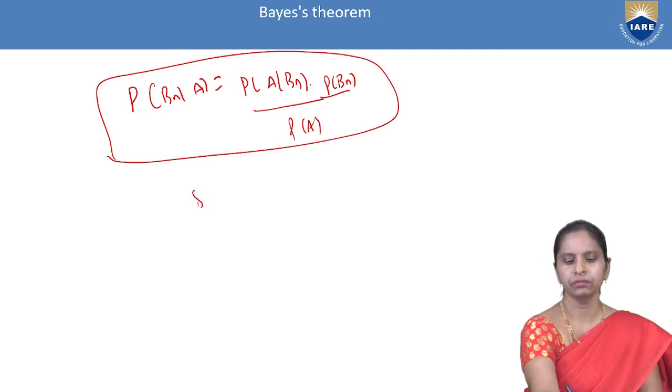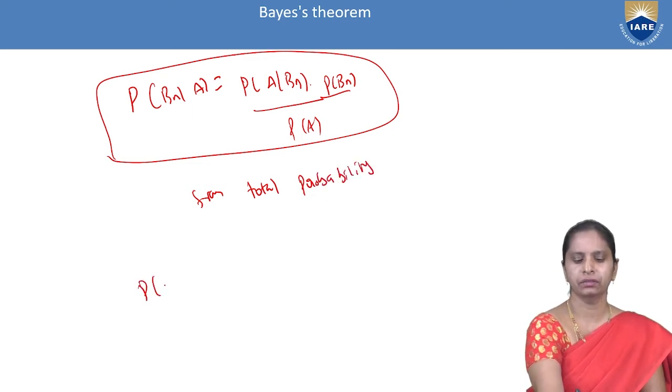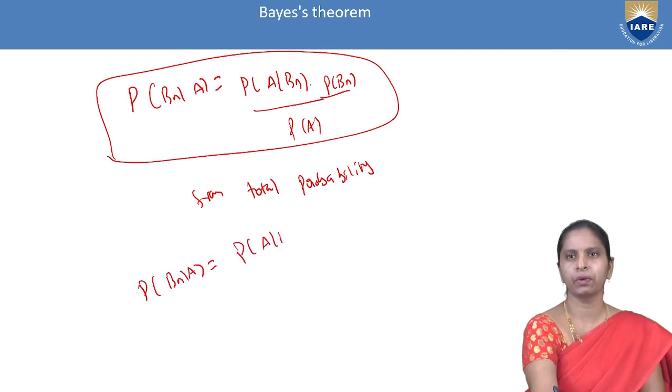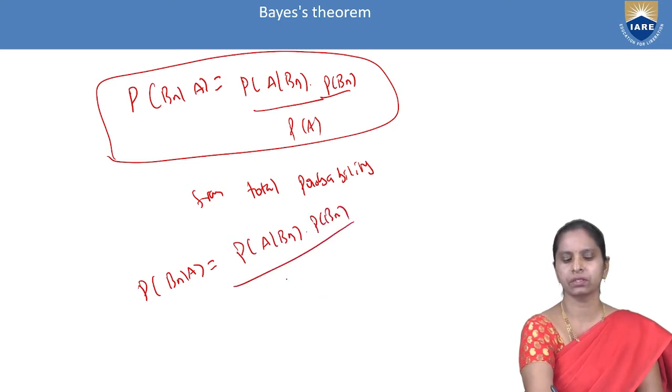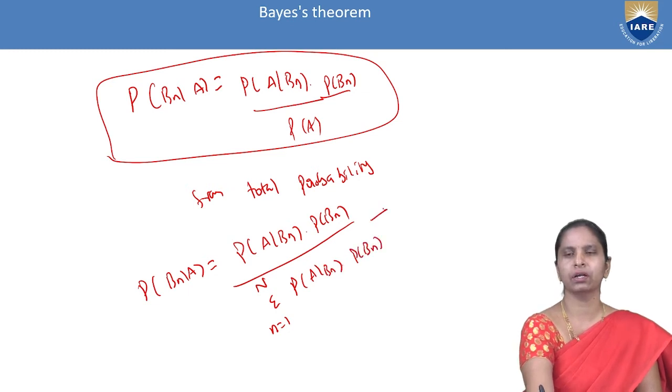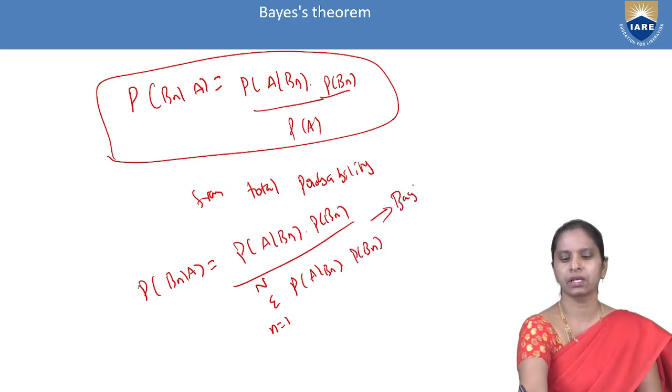From the total probability theorem, which we have already seen in the previous topic, you have to replace P of A. P of A is equal to the sum over n equals 1 to n of P of A given Bn into P of Bn. So this is called the Bayes theorem.